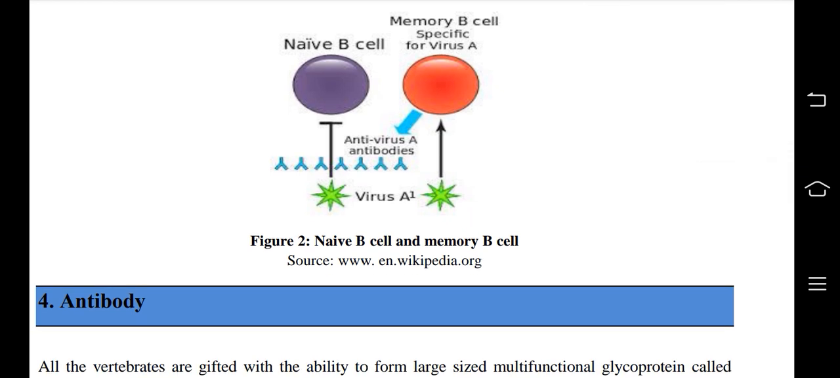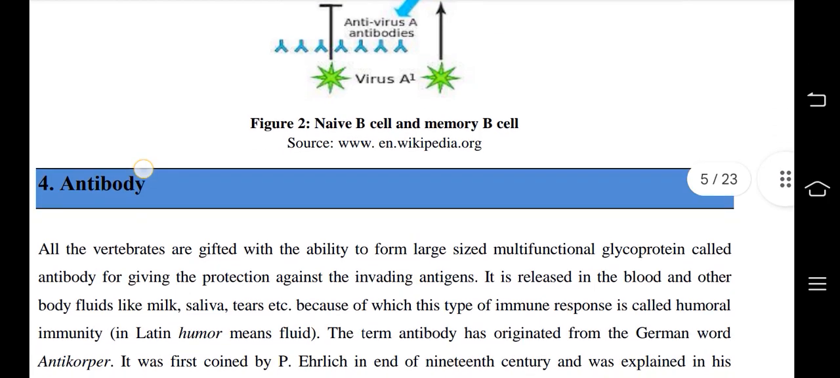Naive B cell, virus A2, no contact. Then virus A1 contacted with this memory B cell, specific for virus A. Antivirus A antibodies are produced.